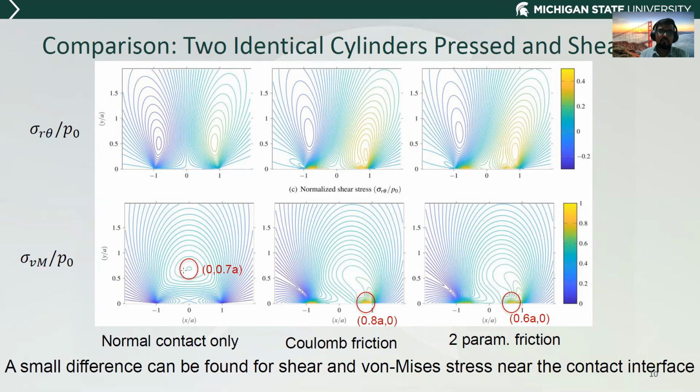For the von Mises stress, again, the maximum level of von Mises stress and its position change. For the normal contact only, the maximum von Mises stress is at 0.7 a inside the body away from the contact region. And when we apply Coulomb friction, the maximum von Mises stress shifts to the slipping region, somewhere at 0.8 a. For the two parameter Coulomb friction, it shifts exactly to the stick slip boundary, somewhere around 0.6 a. On the other hand, there is a very small difference inside the body for any of the cases.